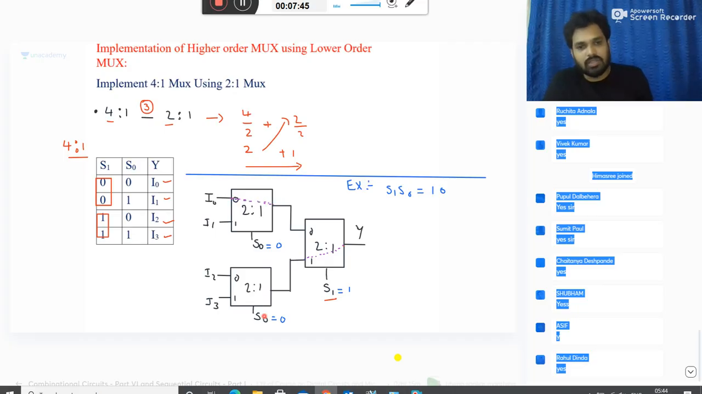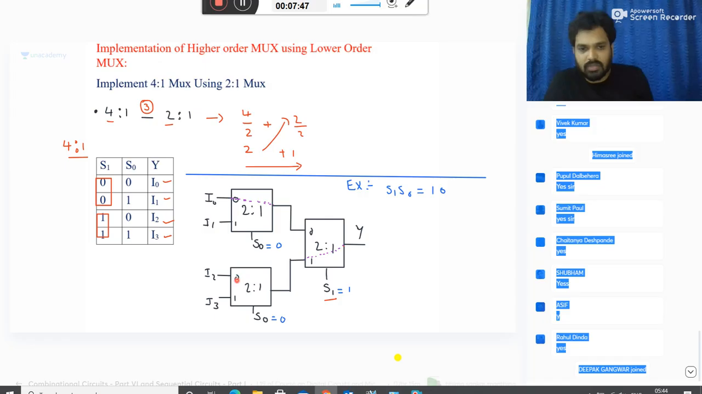And here also S0 is 0, S0 is common for both of them. This will come up to here, that is I0 will come here and I2 will come here. But this fellow is 1. Because of this I2 will come in the output, but not I0. You understand? Both will come up to this. Then this S1 will select this I2 and give it to the output.